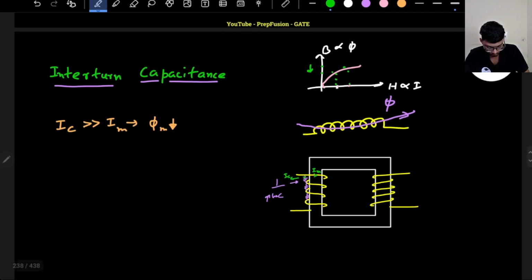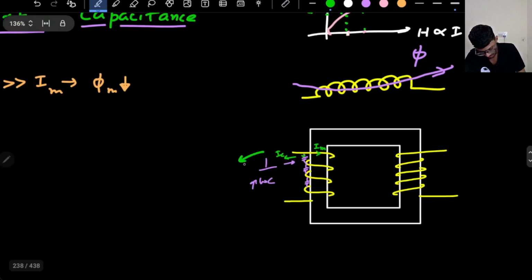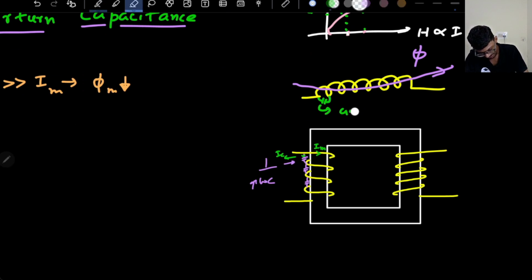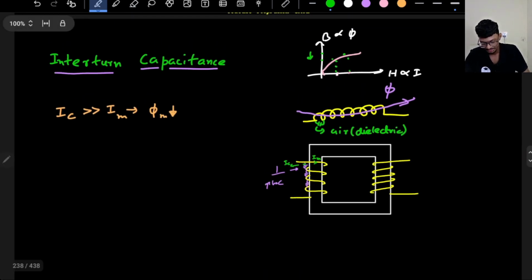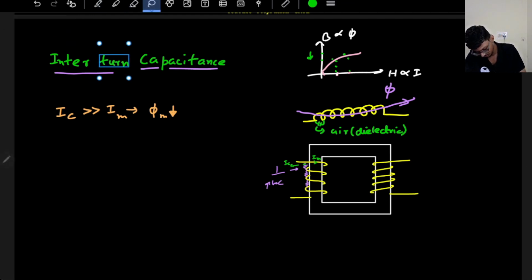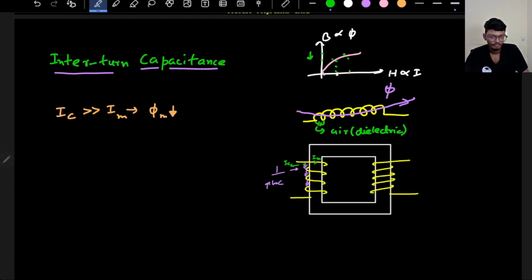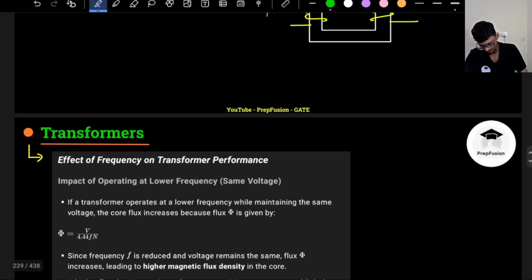Got it? So remember, why is this interturn capacitance here? Due to air. Okay, air acts as a dielectric. So this is known as the interturn capacitance. Got it? Okay, so whatever we had discussed is actually written over here.